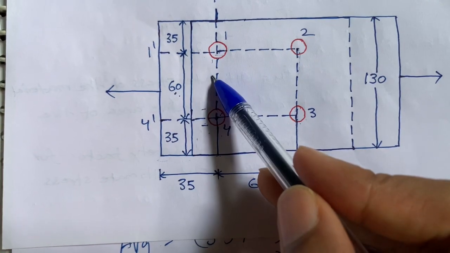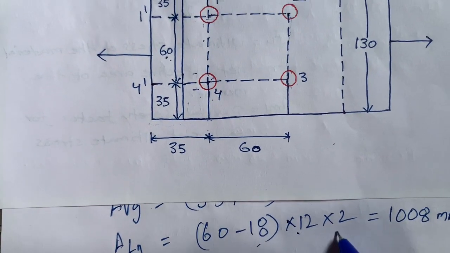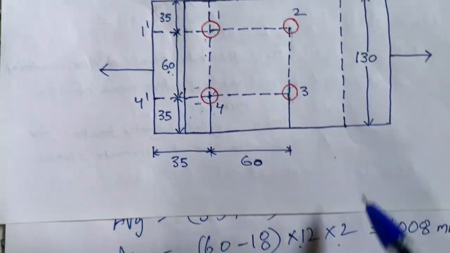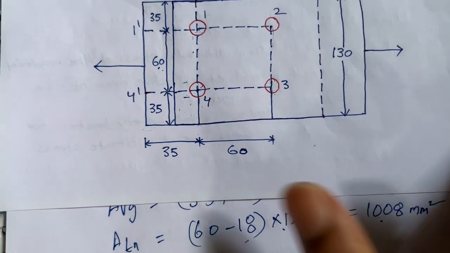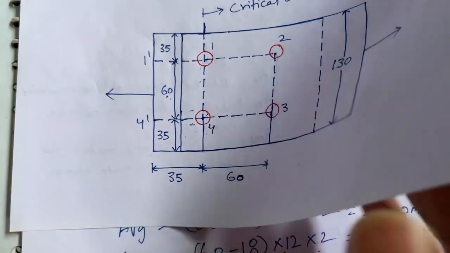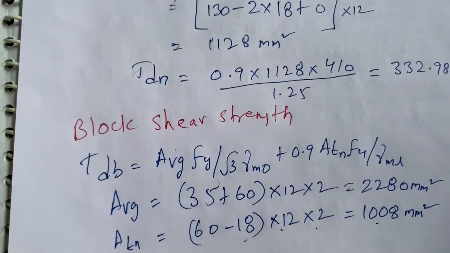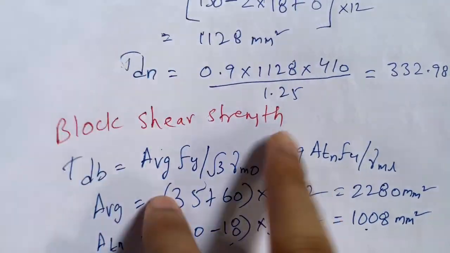So 60 minus 18, that's why I am doing like this, into thickness of the plate, into 2 means two sides, 1 plus 1. Okay, after that I got 1008 mm square. So this is in block shear, I calculated AVG and ATN. After that I am going to substitute all the values in the equation.